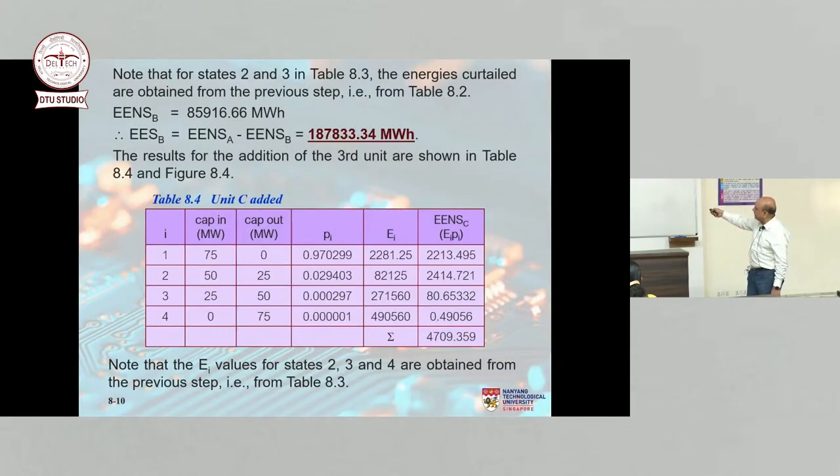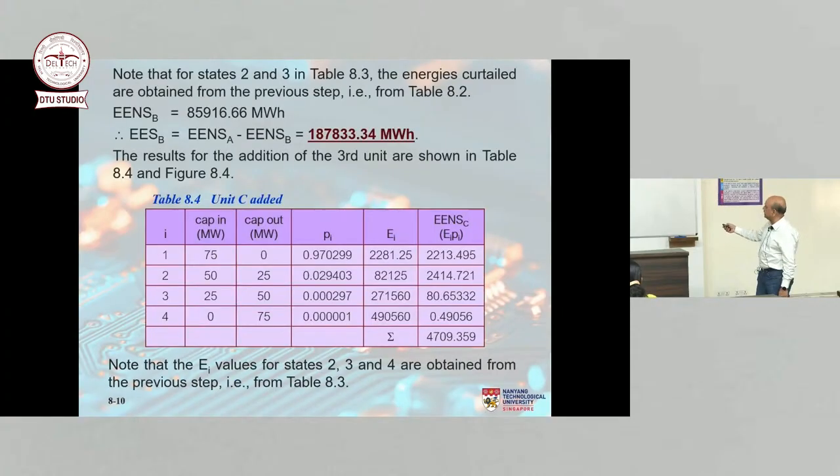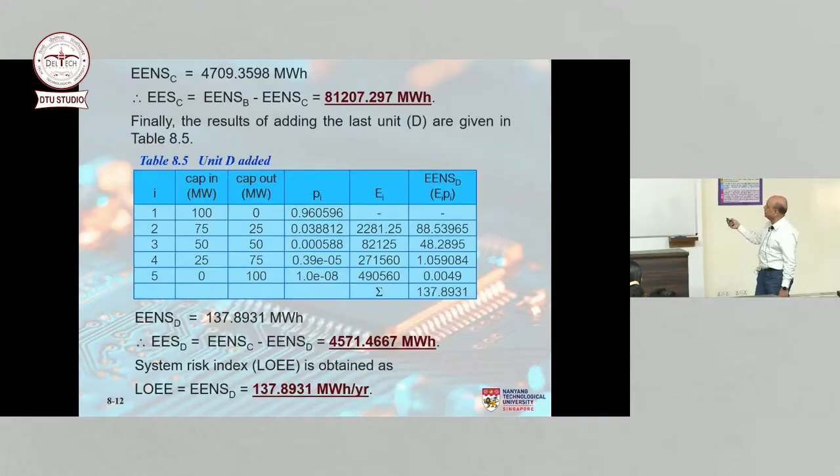So capacity available is 75. So where are we now? We are here. Capacity available is 75. So we are not able to supply only this little energy here, correct? Which we can calculate as well. So that turns out to be this little value 2281. Again, you do EIPI, and you get this quantity. So after the generator C has been loaded, the energy not supplied is 4,709. And we can calculate the energy supplied by generator C. This quantity minus this quantity will give us the energy supplied by generator C. That's what it is here.